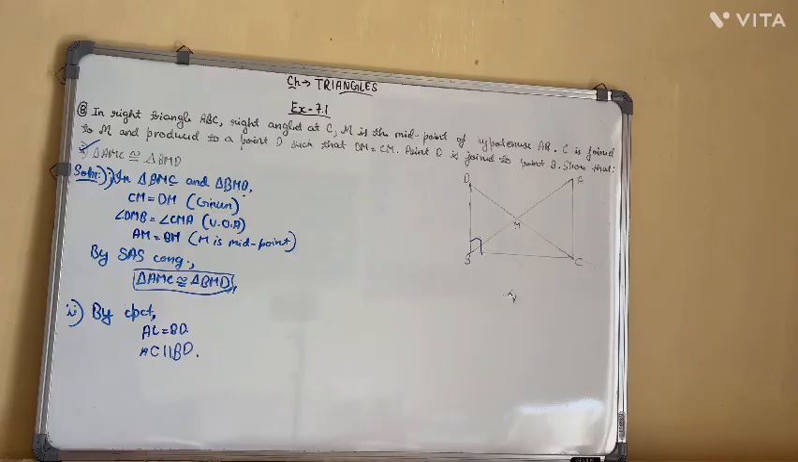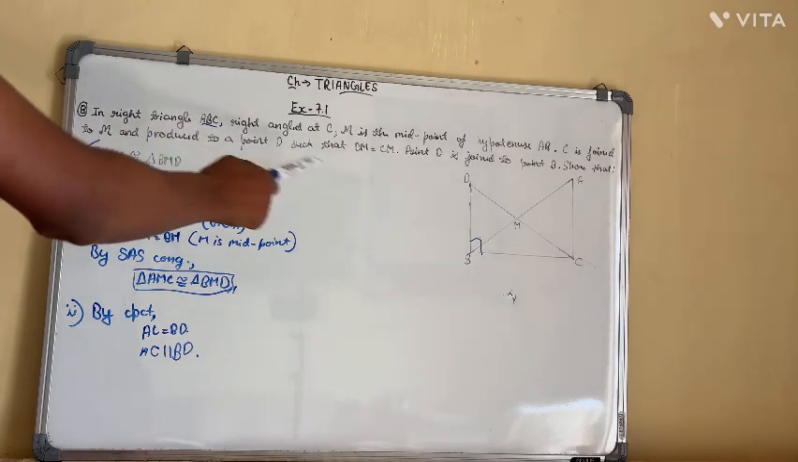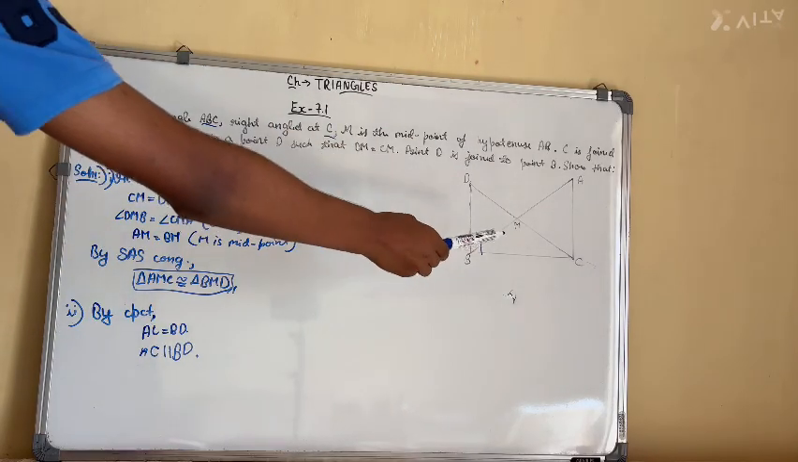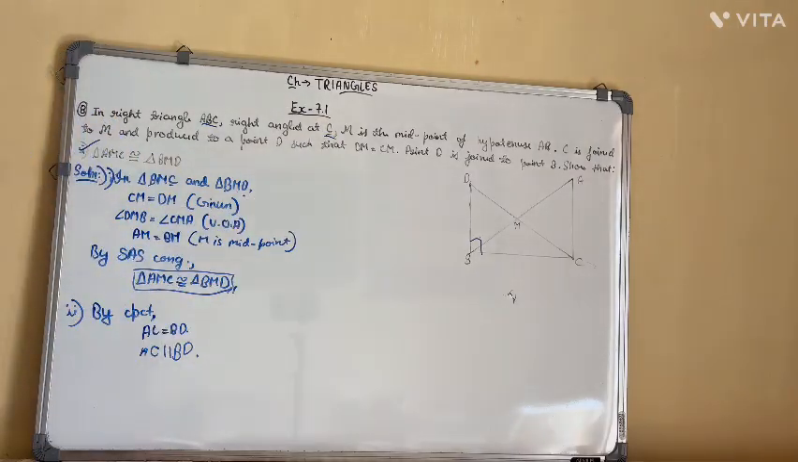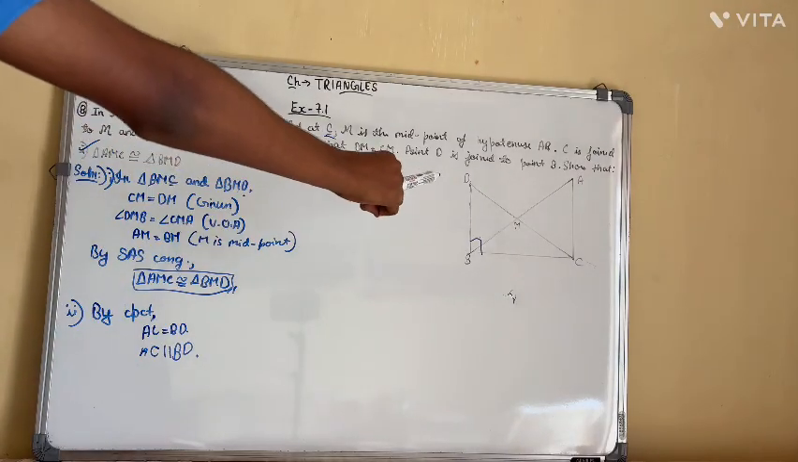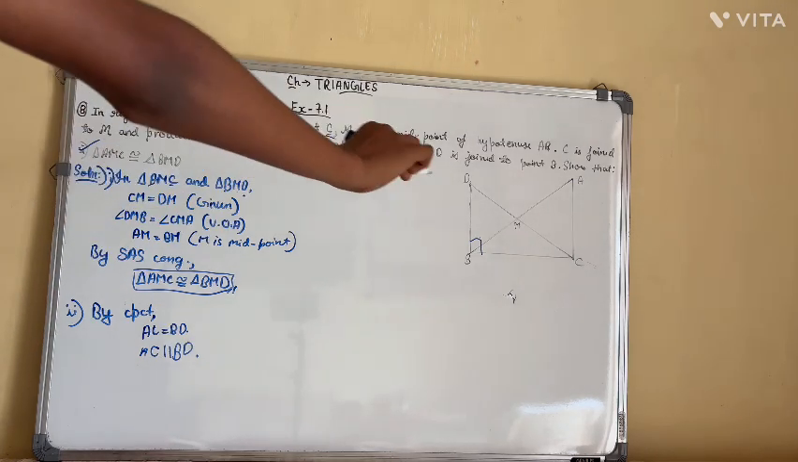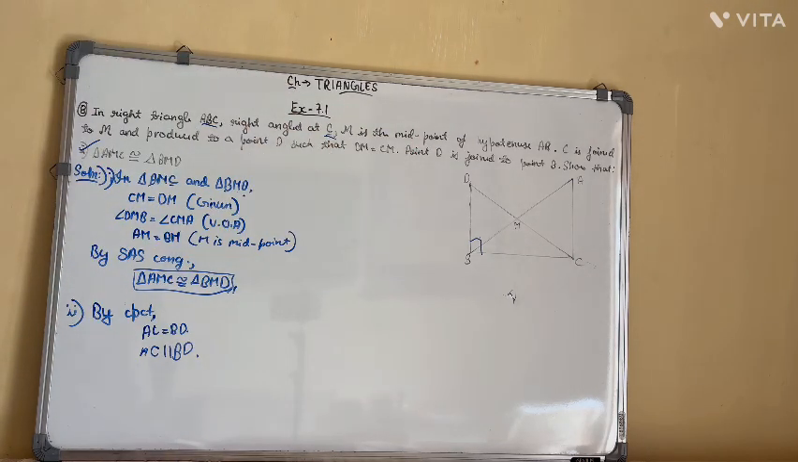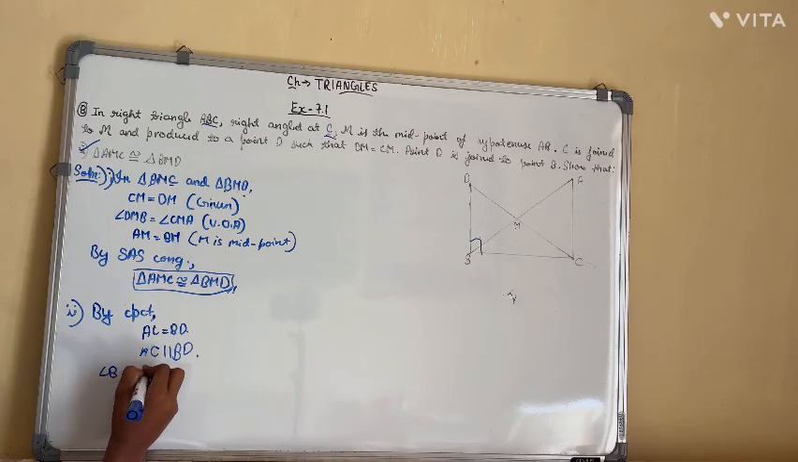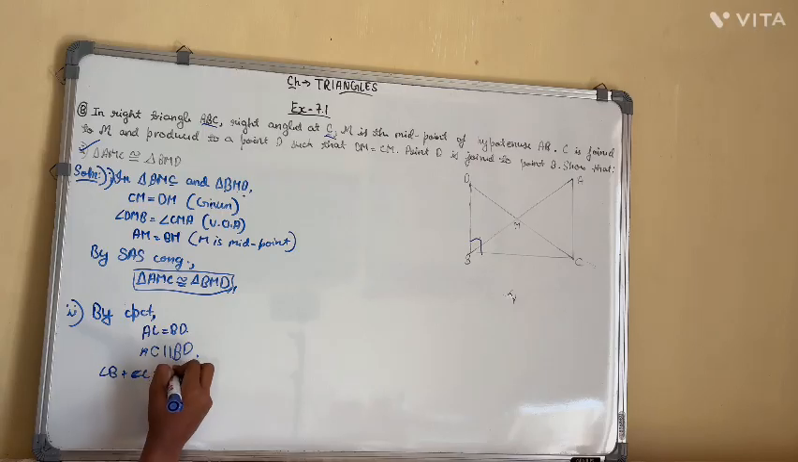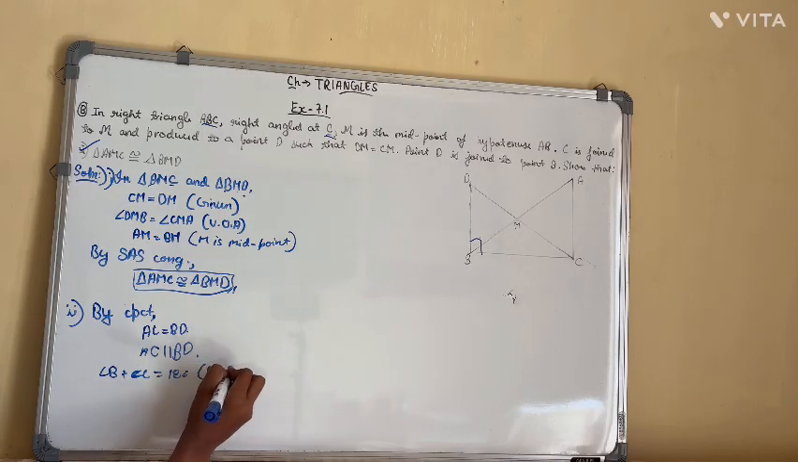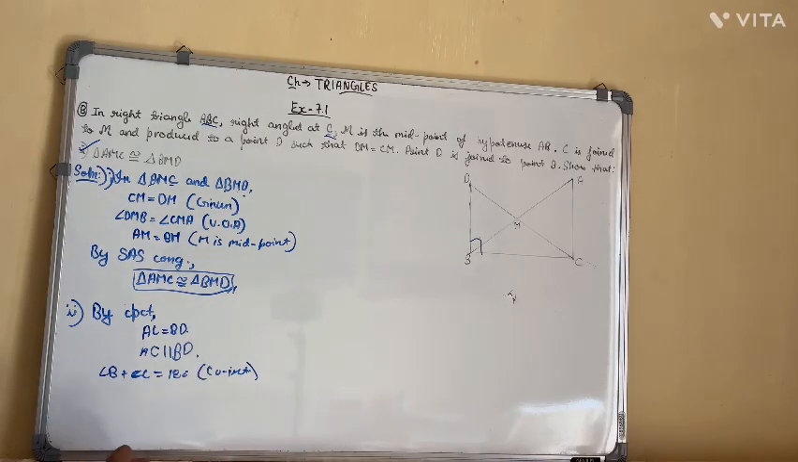How can we prove that? As we know, ABC is a right angle, right angle at C. We know that angle C is 90 degree, and angle B and angle C are co-interior angles. We have studied in the properties of parallel lines and intersecting lines that the sum of co-interior angles is 180 degree. So we can write that angle B plus angle C is equal to 180 degree.